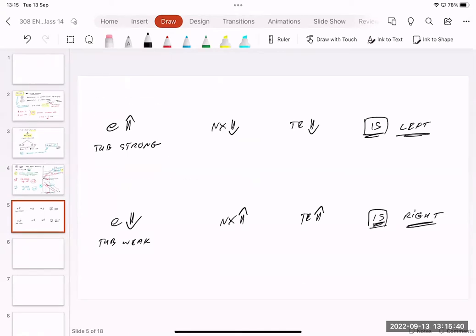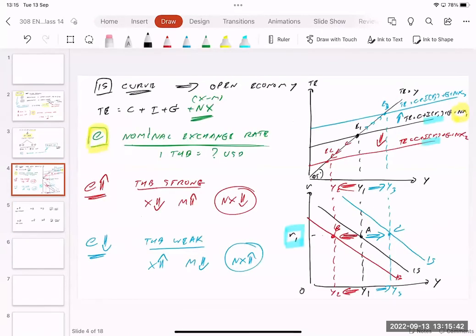What you learn from here is that when we apply the IS curve to an open economy, a change in the nominal exchange rate affects the IS curve. The change in the nominal exchange rate can shift the IS curve to the left or to the right. This is what you should know.